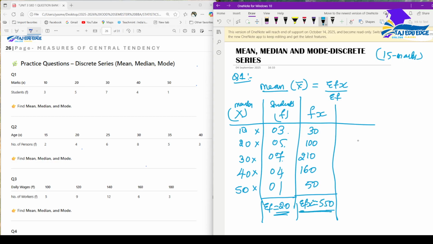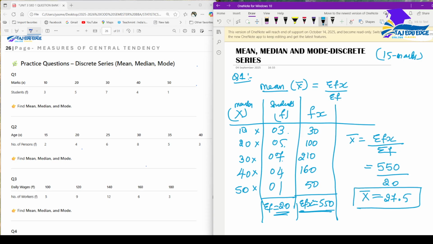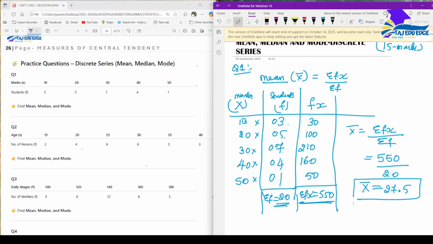So now, as per the formula, mean is equal to summation of fx divided by summation of f. So what is summation of fx here? That is 550 divided by 20, that is 27.5. Mean is equal to 27.5. We got the mean for this question. For this same question, we need to solve median as well as mode.